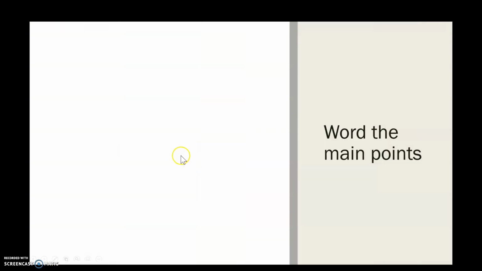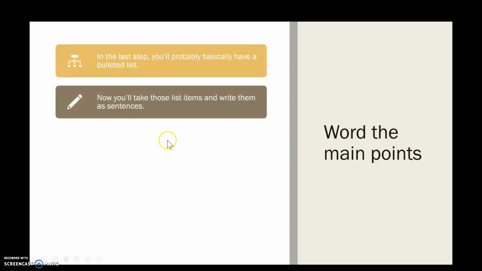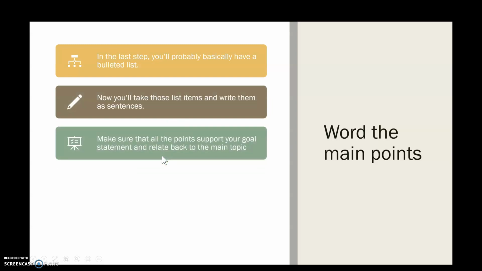Okay, let's move back. So then you're going to word your main points. In the last step, you'll probably basically have a bulleted list. And now you'll take those list items and write them out as sentences. You want to make sure that all the points support your goal statement and relate back to the main topic. This is really important. The audience needs to know how everything is tied together, otherwise they think you're rambling and they get lost.